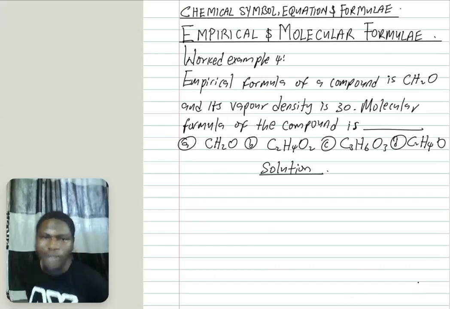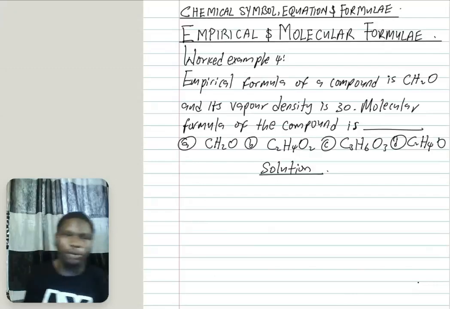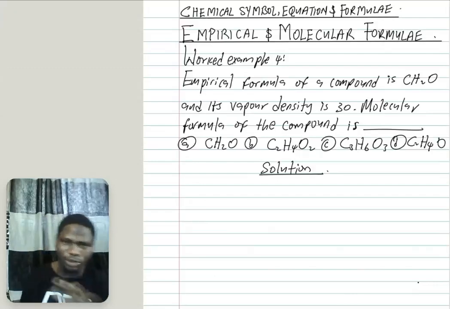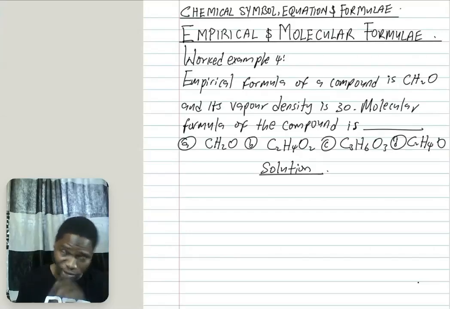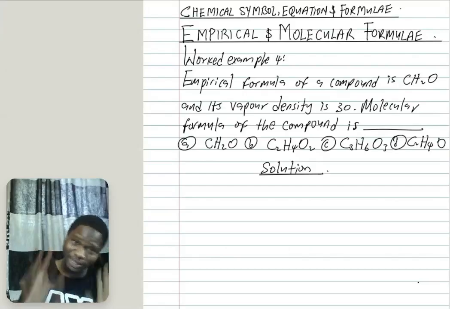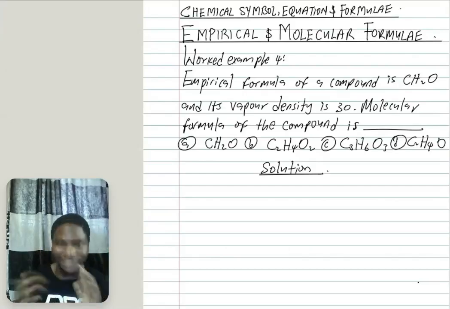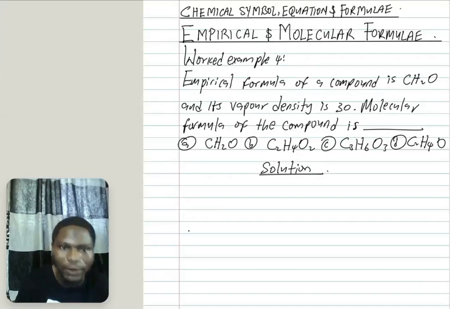Alright, let's look at this next question on empirical formula and molecular formula. So look at this question. It's a multiple choice question like JAMB. Now let's see. The empirical formula of a compound is CH2O. Here, you have been given the empirical formula. Exactly the style of a JAMB question. And the vapor density, check.